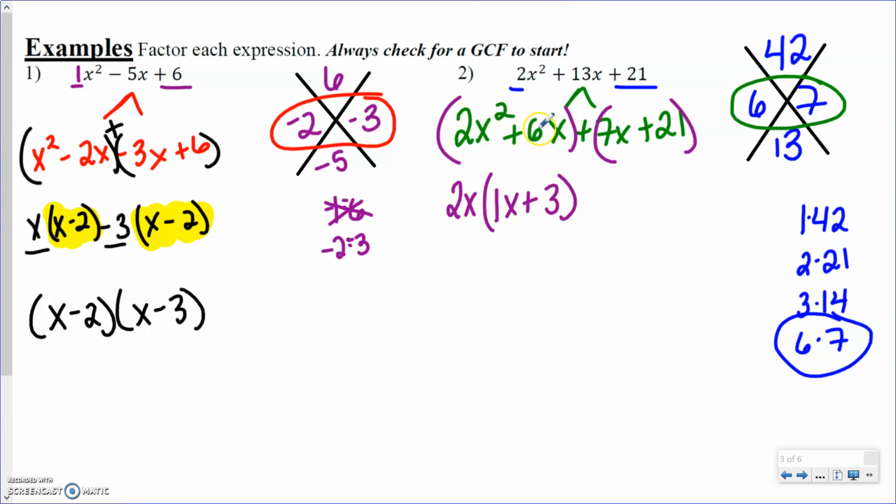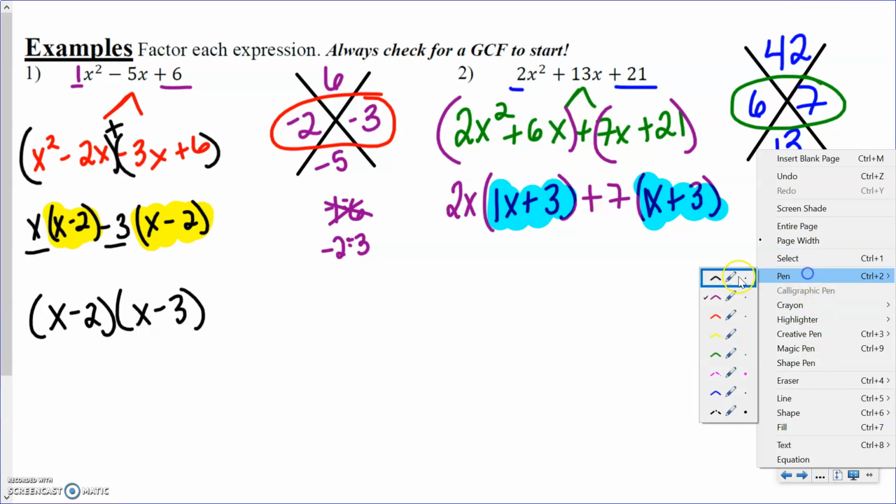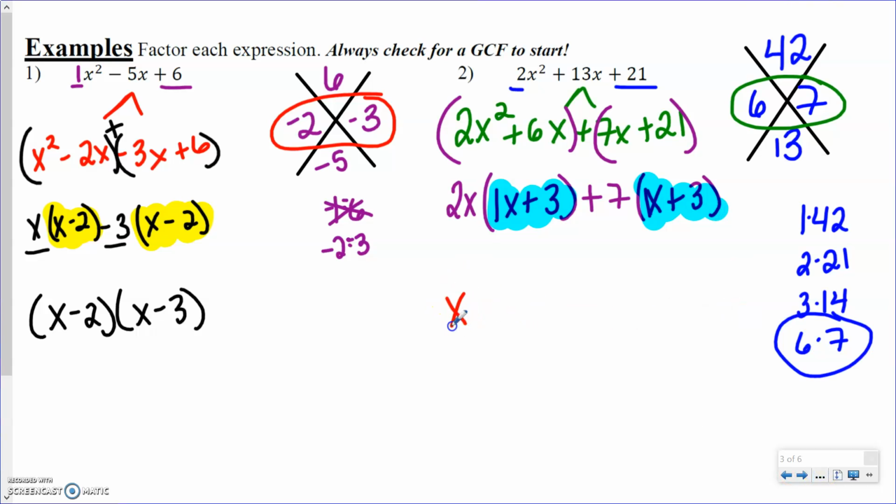Take one of the x's out. 6 divided by 2 is 3. Take the x out. And then I can divide 7 and 21 both by 7, but they don't have any x's in common. So I get 1x plus 3. And notice that these match, so we're in good shape here. I don't typically write the 1 there, so when I write my final answer, I'm just going to write x plus 3. And then I'm going to write 2x plus 7.